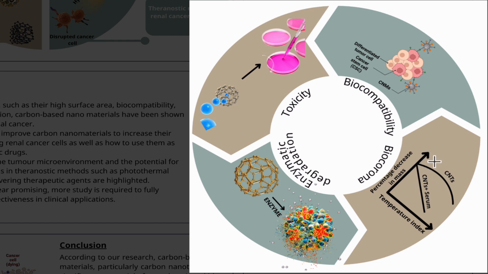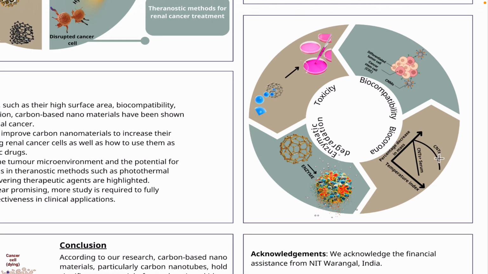As shown in this diagram, the x-axis of this graph is the temperature axis and the y-axis is the percentage decrease in mass. This is a graphical representation of biocorona in carbon nanotubes. There is a sharp decline in percentage of decrease in mass as temperature rises in case of biocoronated carbon nanotubes, which is carbon nanotube plus serum, in comparison to the carbon nanotubes alone.